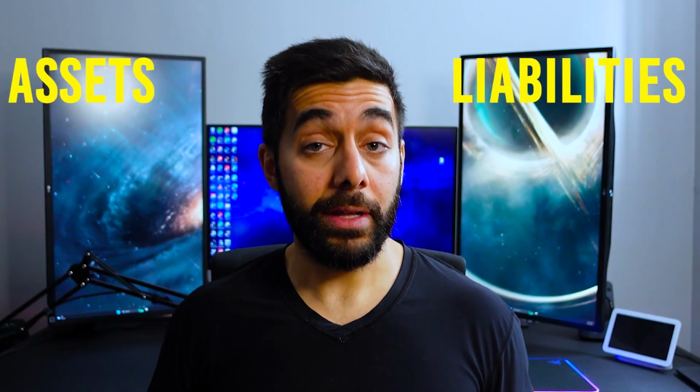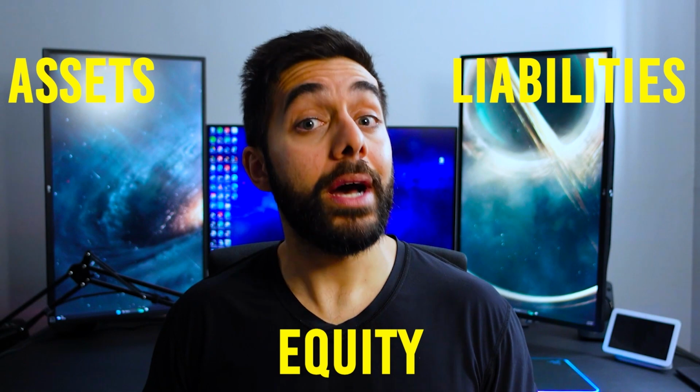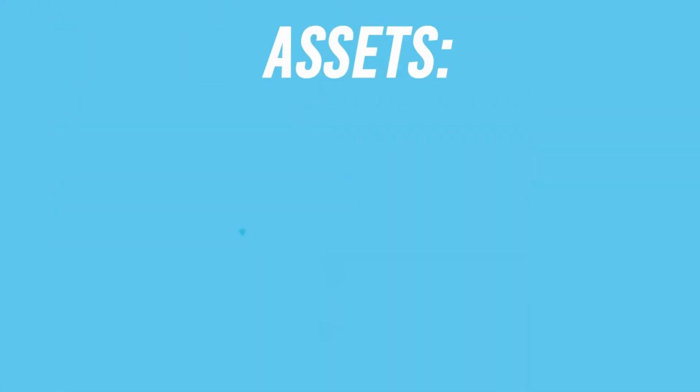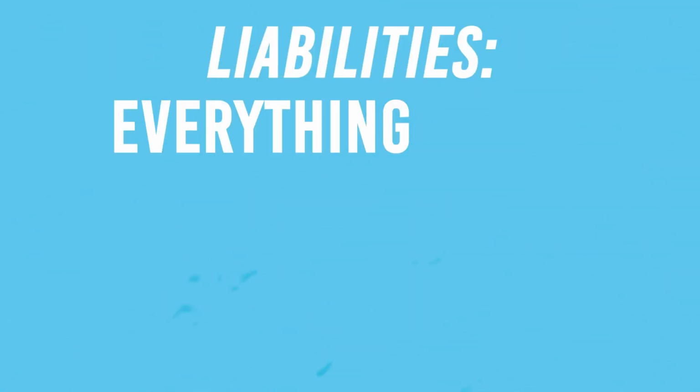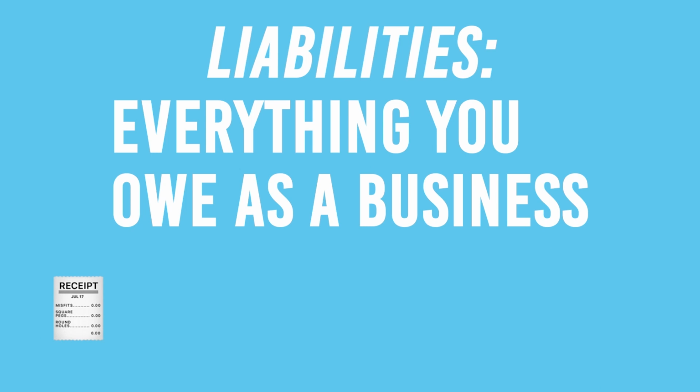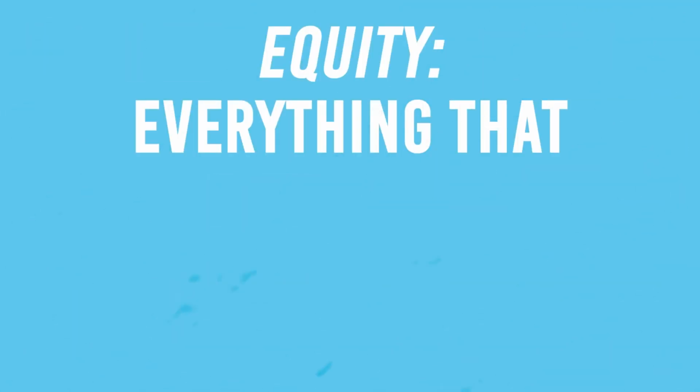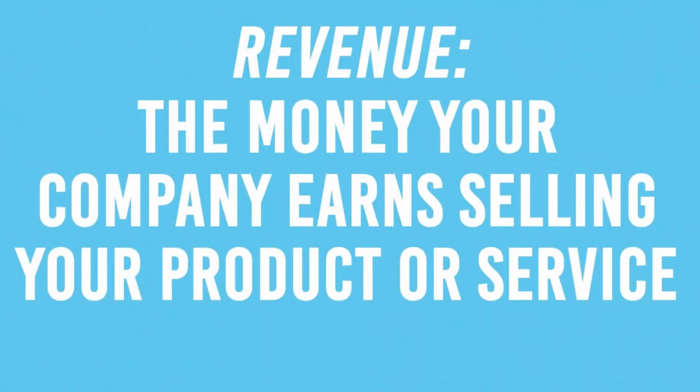your chart of accounts. There are 5 major categories found in the chart of accounts. Assets, liabilities, equity, these we've already talked about, but there are also revenues and expenses. So, just to sum up very quickly, assets were everything you have in your company, so cash, inventory, machinery. Liabilities were everything you owe as a business, accounts payable, credit cards, everything. Equity was everything that was left that you own, so common stock that was invested into the company or retained earnings that your company has earned but not paid out yet. But additionally, we have revenue, which is simply the money your company earns from selling your product or service.